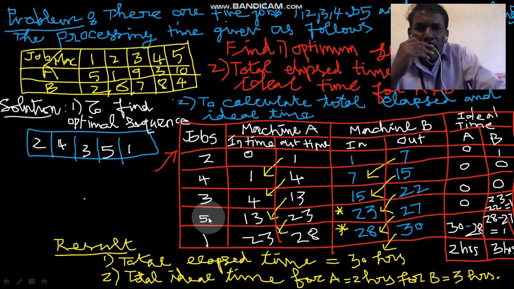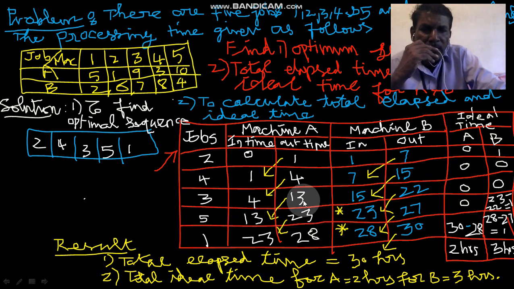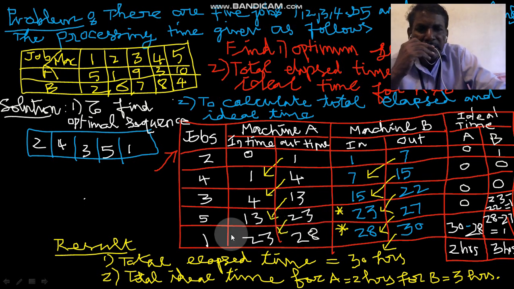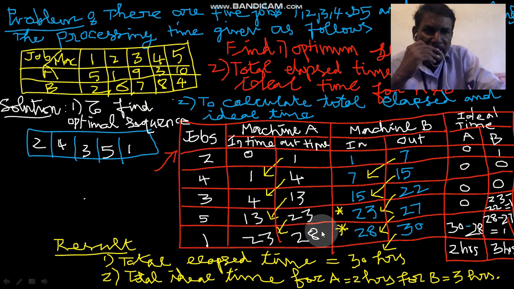Okay, now here for the 5th job, a machine takes 10 days, therefore 13 plus 10, 23 it will take. Right. Now 23 becomes the in time. 23 becomes the in time here for the first job. Okay, first job, 23 is the in time. Now for machine A it takes 5 days, therefore 23 plus 5, 28 will come there. Okay, 28 will come here.